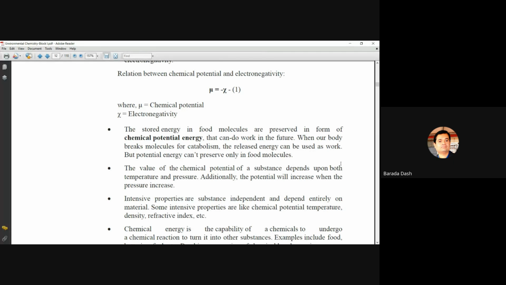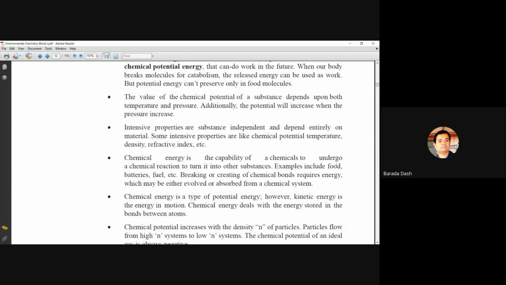The value of chemical potential of a substance depends upon both temperature and pressure. So the chemical potential depends upon pressure and temperature. Additionally, the potential will increase when the pressure increases. Intensive properties are substance dependent and depend entirely on the material. Some intensive properties are chemical potential, temperature, density, refractive index, all those.